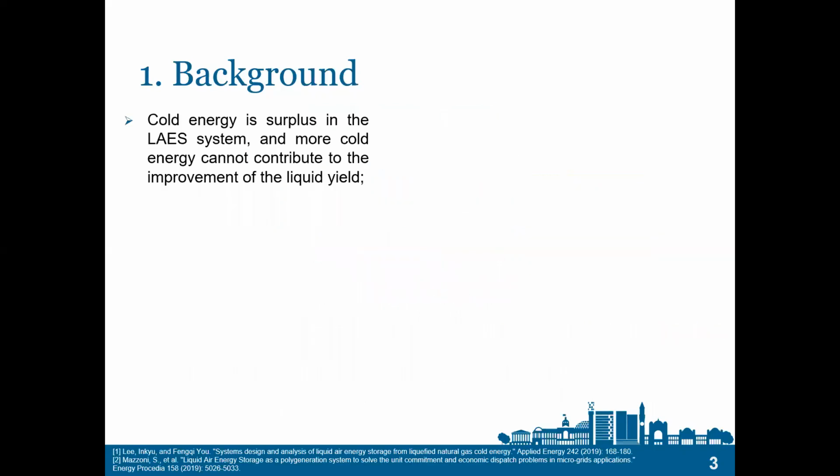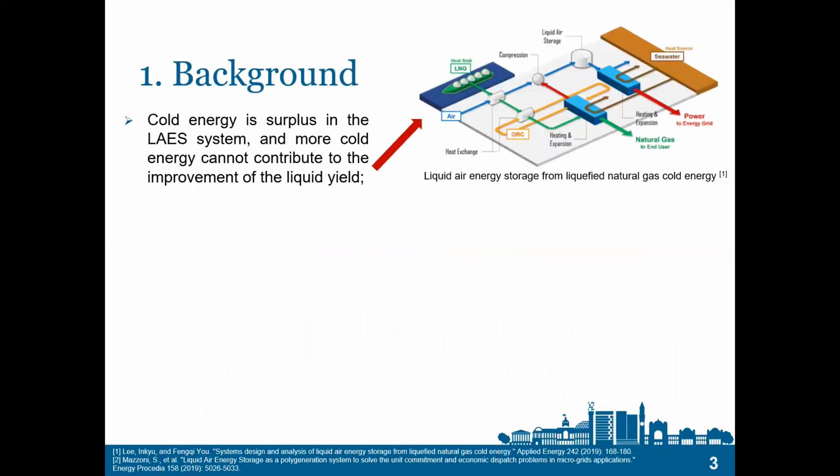The first scenario is when the cold energy is surplus in the system and more cold energy cannot contribute to the improvement of the liquid yield. For example, in this LNG system, the cold energy of LNG is used in the charging process to produce liquid air. So during the discharging process, the cryogenic energy of the liquid air is wasted directly.